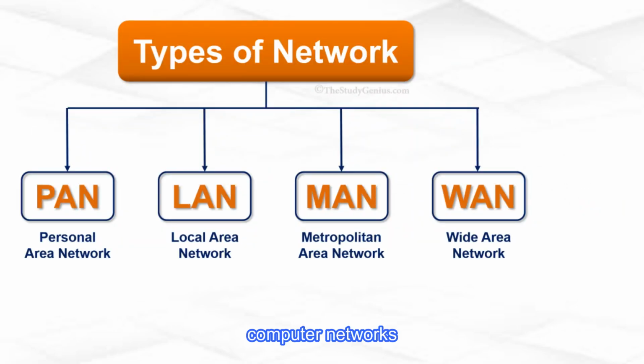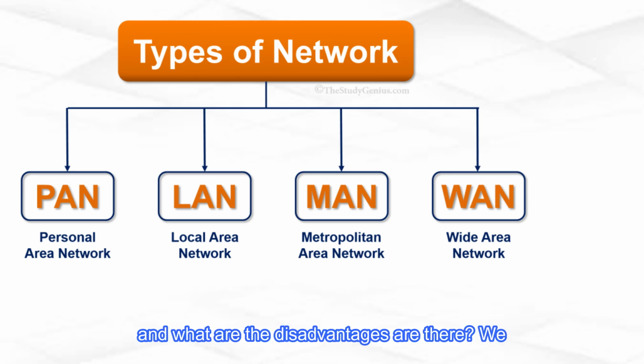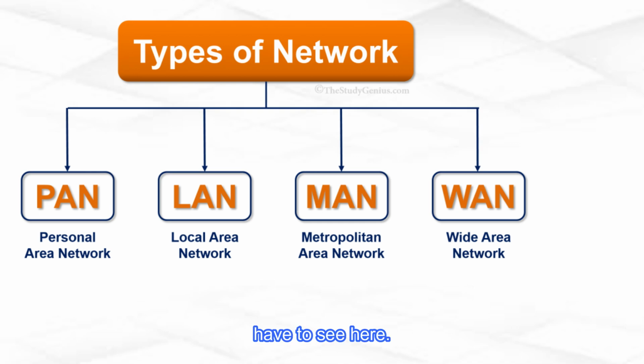These computer networks are classified into 4 types based on the geographical area. Which are the 4 types? The first one is PAN, personal area network. The second one is LAN, local area network. The third one is MAN, metropolitan area network. The fourth one is WAN, wide area network. Now we have to discuss each one individually, and see what the advantages and disadvantages are.